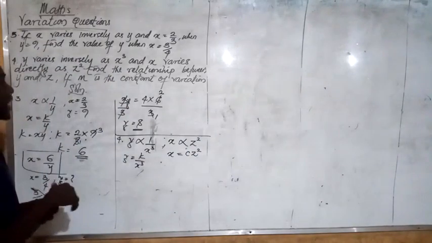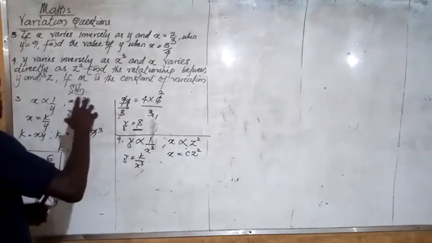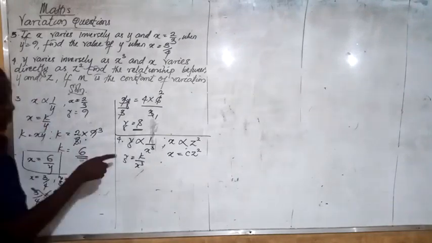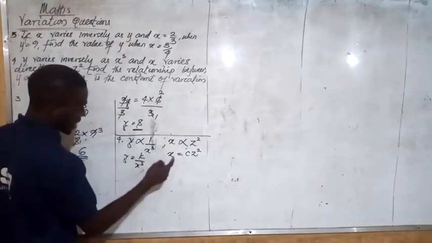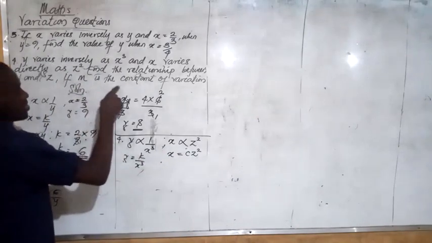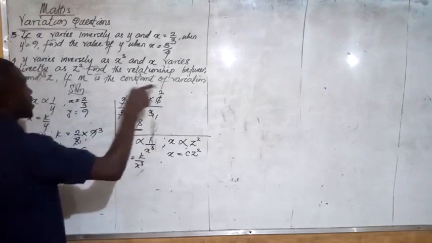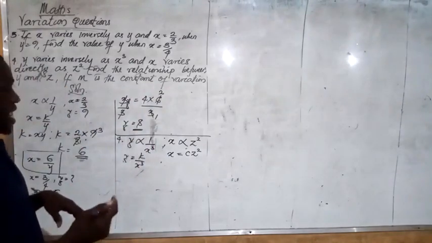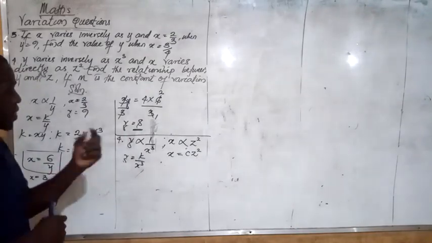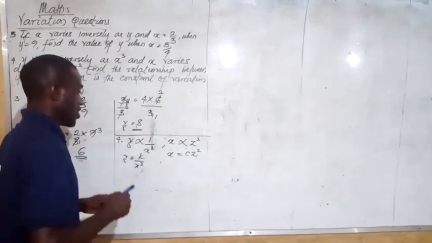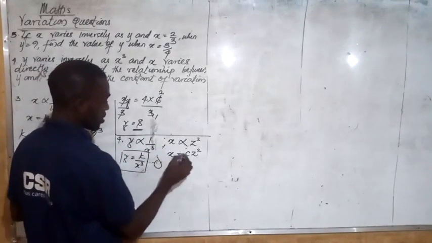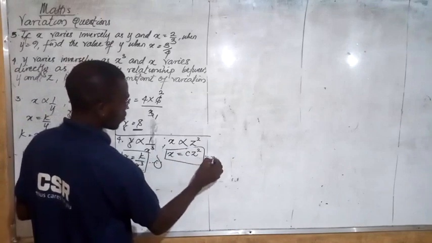So now we should find the relationship between y and z. We are supposed to connect y and z, where m is the constant of variation between y and z. Alright. The next thing we're going to do here is that we can substitute in either case. So let's make this first one our equation 1, and make this one equation 2.